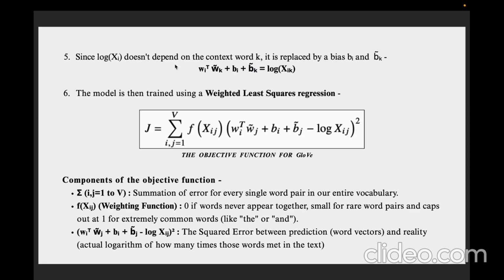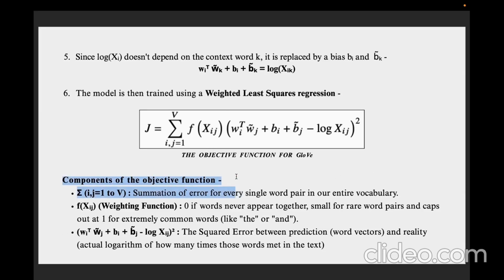Now, this, when converted into a least square regression, will give us our weighted least square regression objective function, that is LHS minus RHS whole square and summation over all words over the vocabulary. This is the objective function for GloVe. Now you must be wondering about this extra term. This extra term is the weighing function. This weighting function's significance is shown in the next slide.